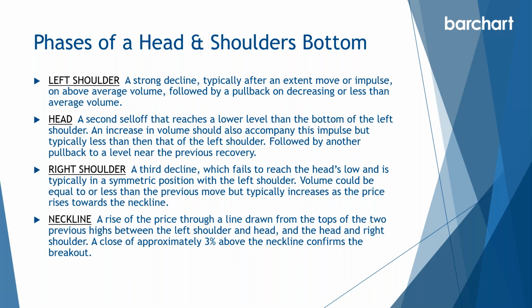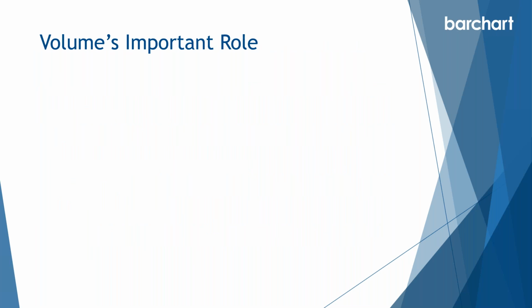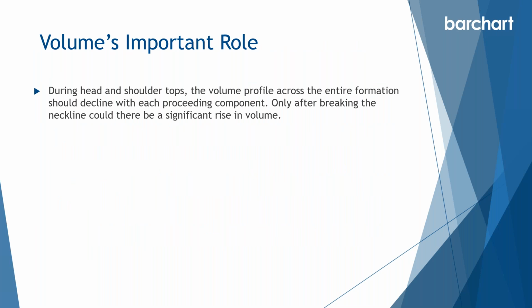Now, again, there are some general attributes to bottoms, and bottoms are usually longer in time and flatter or rounder in price variation. Okay, so let's revisit this importance of volume. So in tops, we want to see a declining volume from left to right, and only after the neckline might we see an increase in volume.